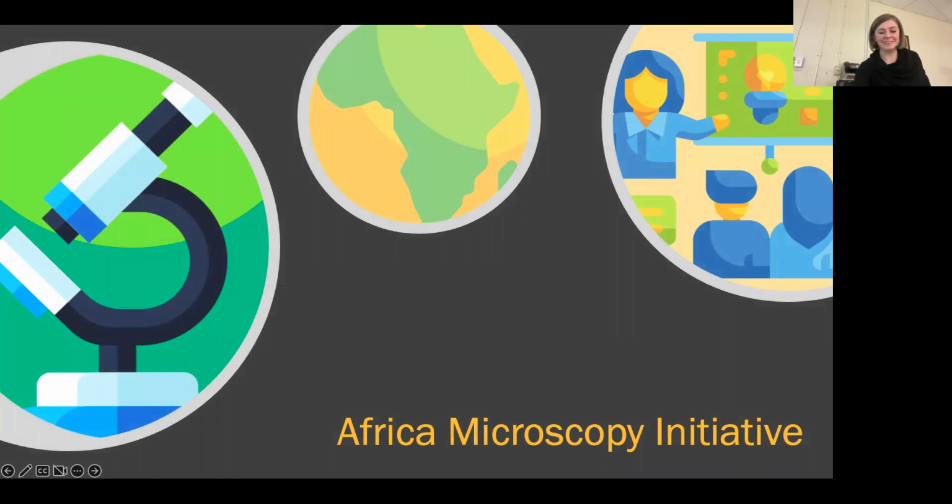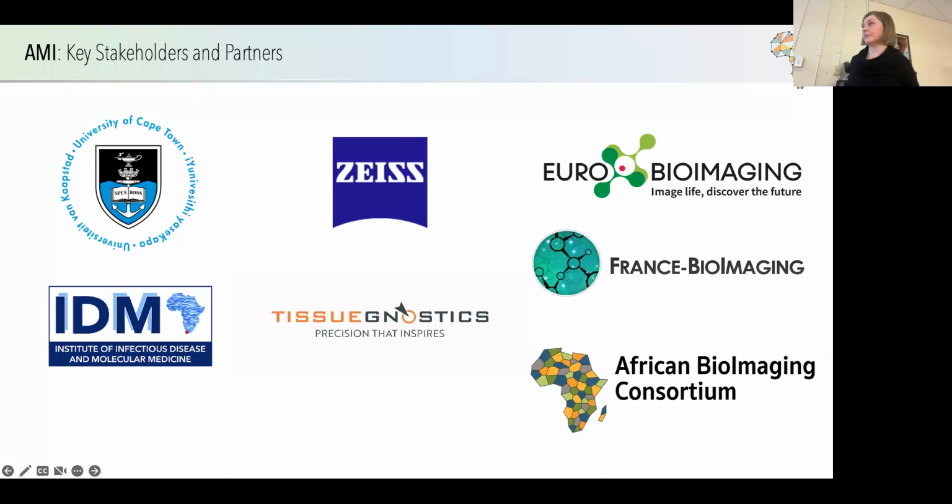And just to acknowledge that it does not happen without the support of a number of key stakeholders and partners. Obviously, the African Microscopy Initiative, or AMI, is a resource and initiative for Africa, but it is hosted and supported by the University of Cape Town and the Institute of Infectious Diseases and Molecular Medicine in Cape Town. And the equipment that we have in the lab is sourced and supported with extensive training for users from Zeiss and Tissue Gnostics.